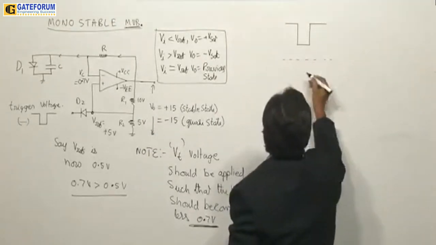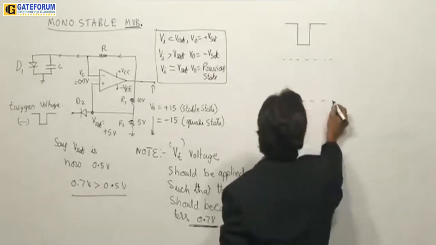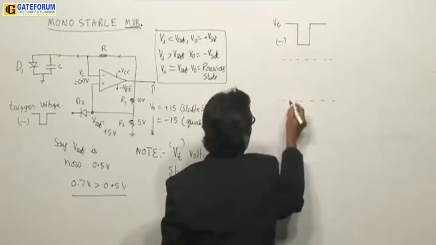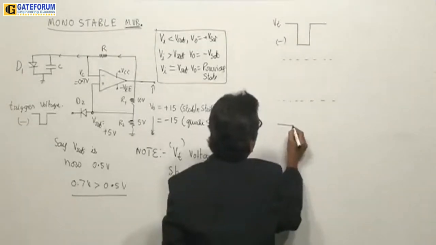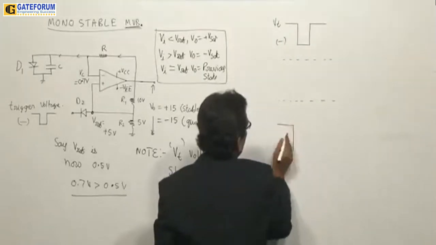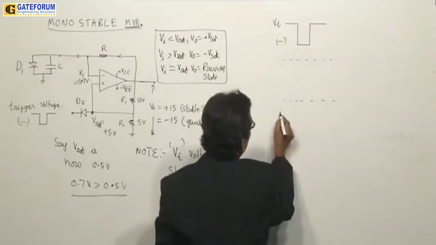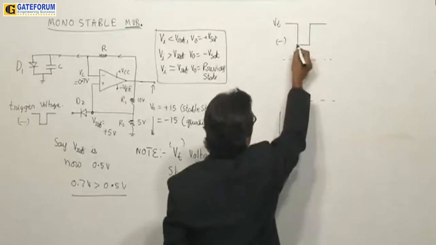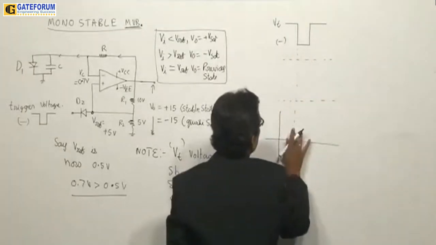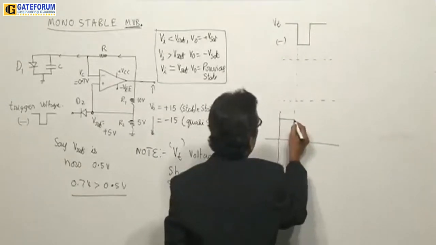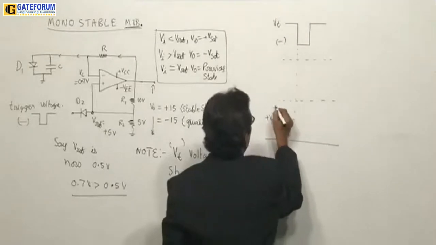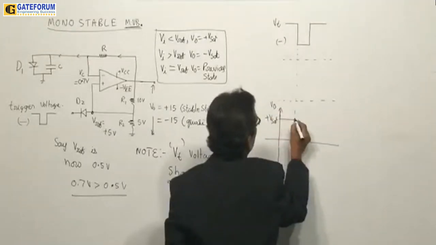Now do not draw this diagram until I complete, because I make a change in the intermediate level. So this here is V trigger, the negative trigger pulse I am applying, so that the voltage will become less than 0.7 volts. Now let us take the output of this circuit like this. As long as there is no trigger, the output of this circuit is in plus Vsat.